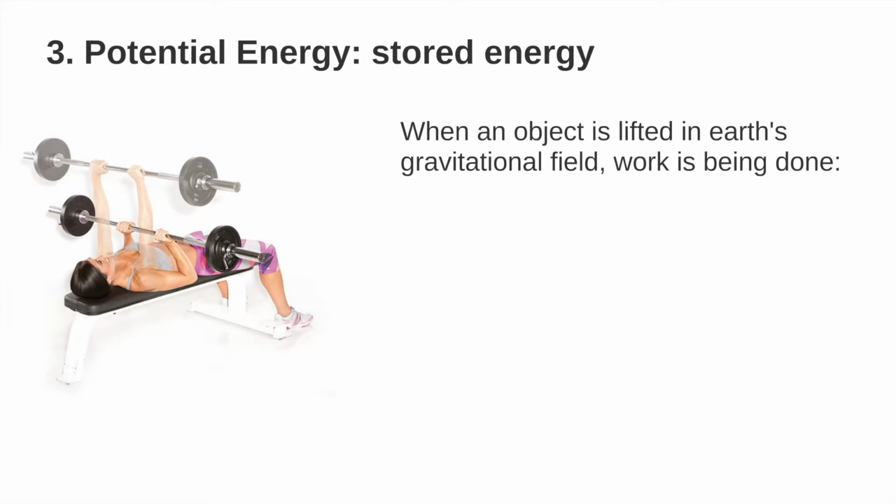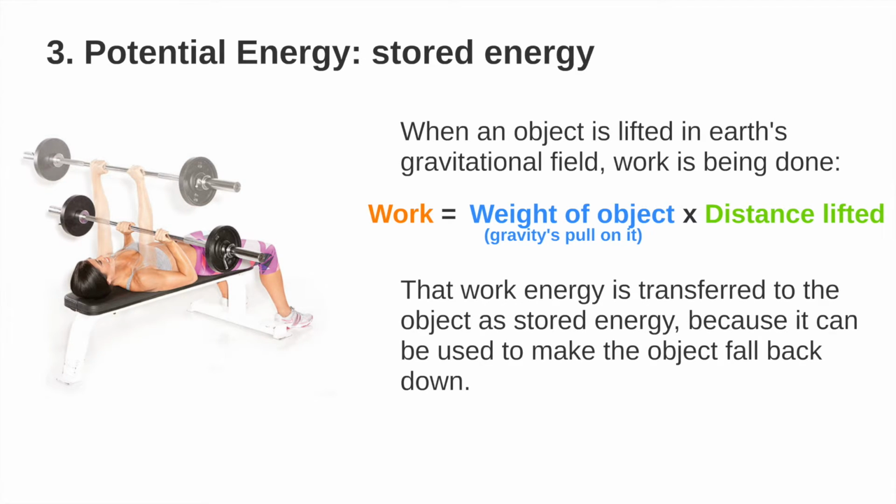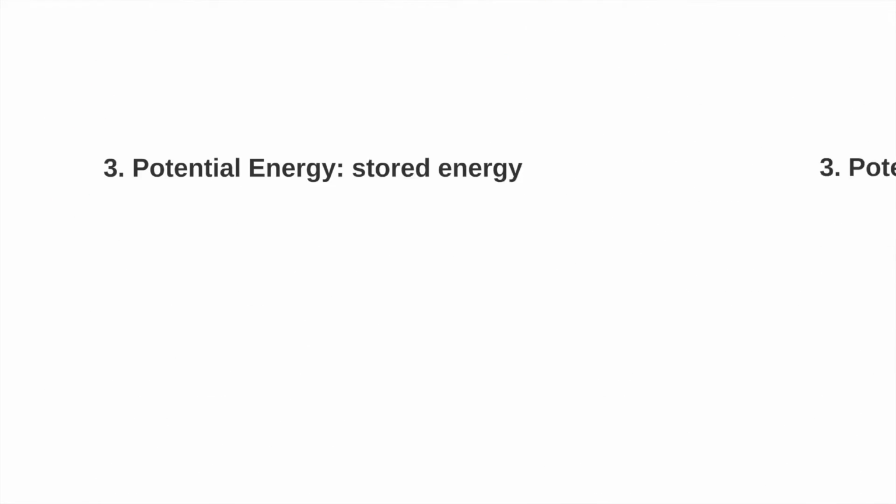The third basic type of energy that can come from work is potential energy, or stored energy. When an object is lifted in Earth's gravitational field, work is being done. That work is equal to the weight of the object, which is the gravitational pull on it, times the distance it's lifted. That work energy is transferred to the object as stored energy, because it can be used to make the object fall back down.